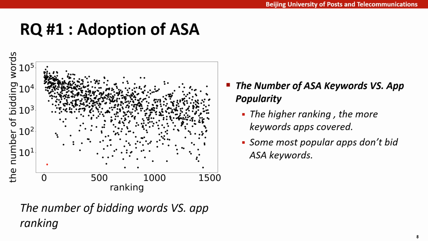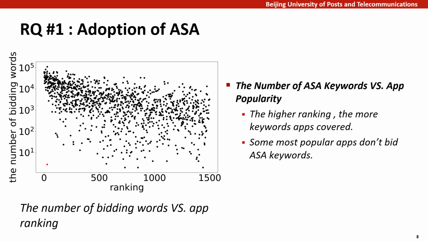This scatter diagram reflects the relationship between the number of bidding keywords and the ranking of apps. As we expected, there is an overall positive correlation between the number of bidding keywords and app popularity. The more popular the app, the more bidding keywords they have covered. It is no doubt that for apps covering many keywords, their ranking would potentially be promoted.